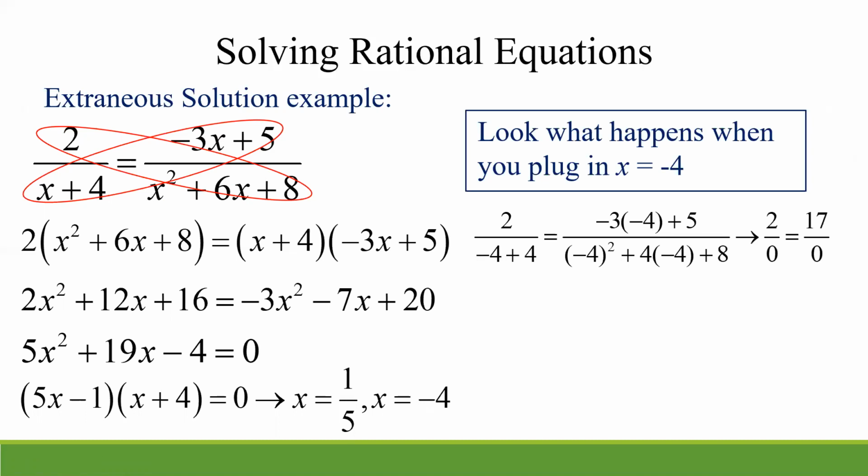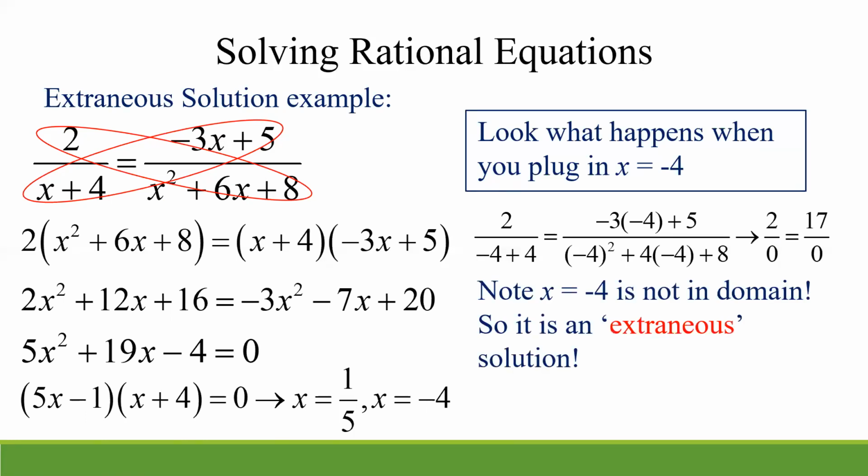If you plug in negative 4 to all that stuff, and I'll leave the actual mathematics of it to you, but I plugged everything in here. Notice on the left-hand side, you get 2 over 0, and on the right-hand side, you get 17 over 0. Well, that's not the same thing. And we're not allowed to divide by 0. That's undefined. So that's really not a solution.